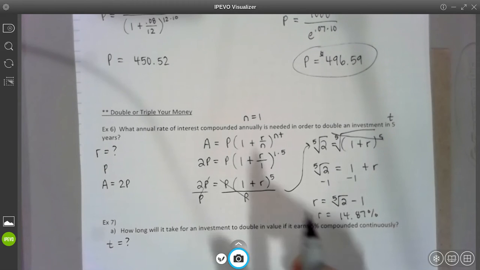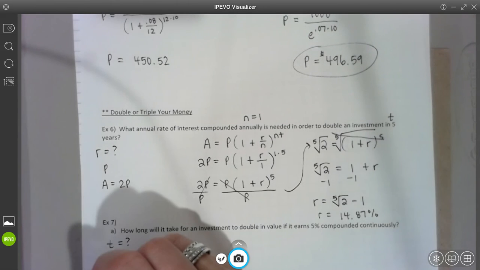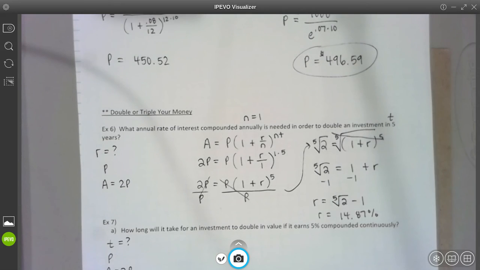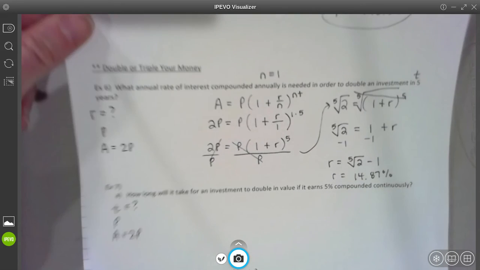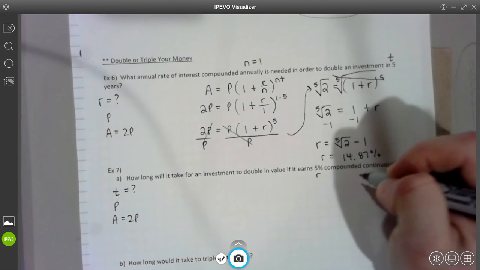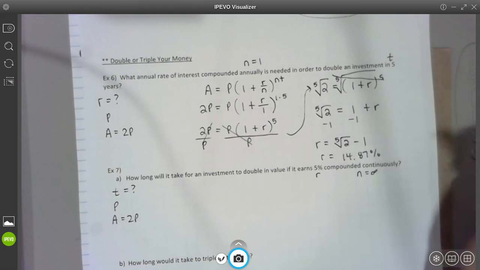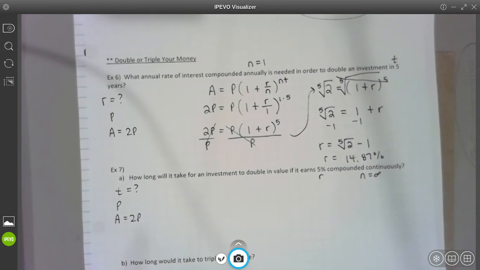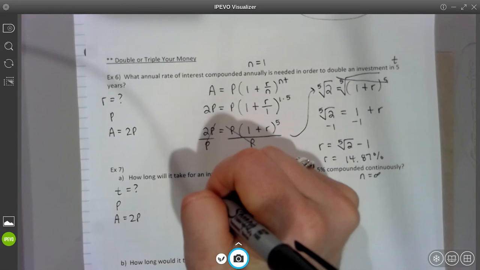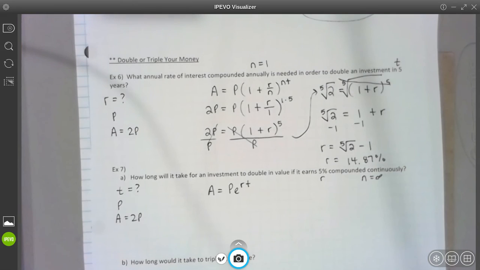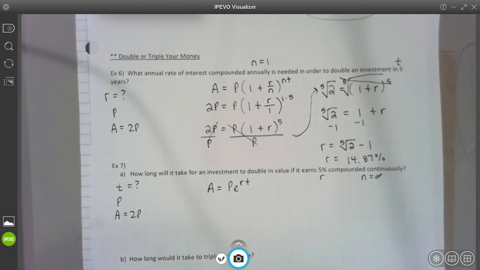How long will it take for an investment to double? So again, I want my end value to be 2 times the present value. So I'm doubling my investment. The rate is 5%, and guys, it's compounded continuously. So there's that constant, n is infinity, basically, even though it's really not. It just means you're going to have to use the PERT formula. So A equals P times e to the rt. Because of the continuously compounding interest, we have to use PERT.